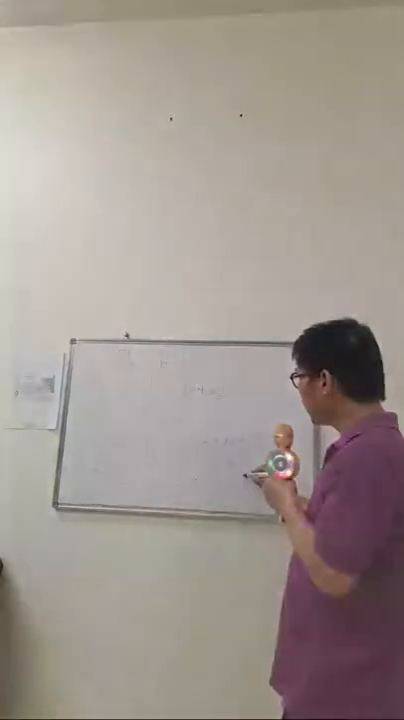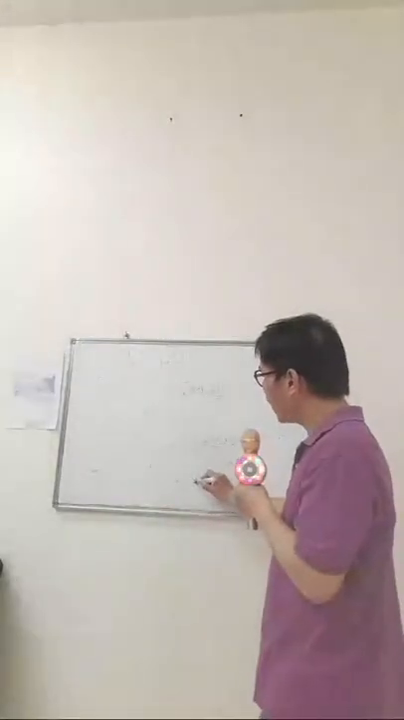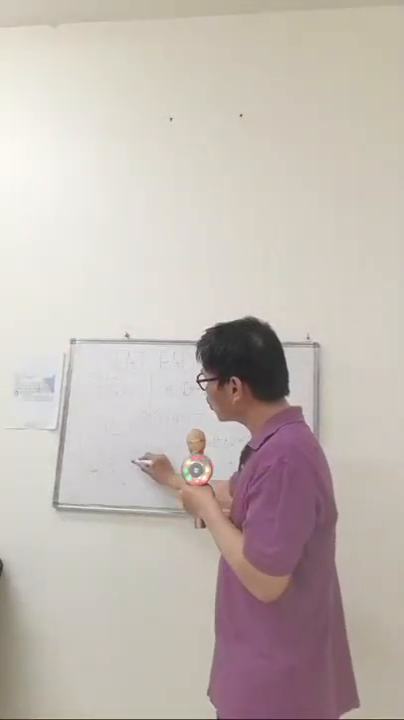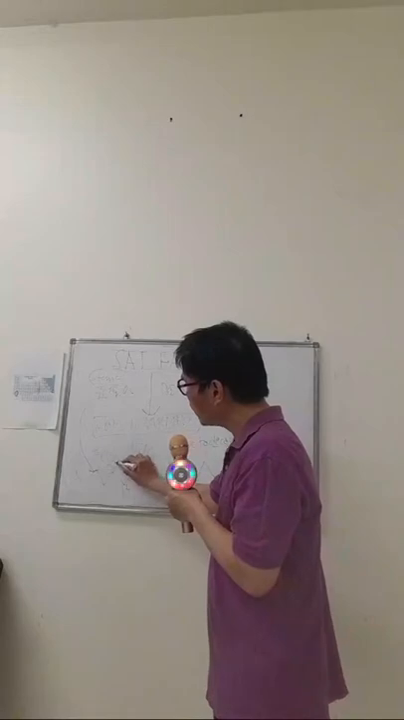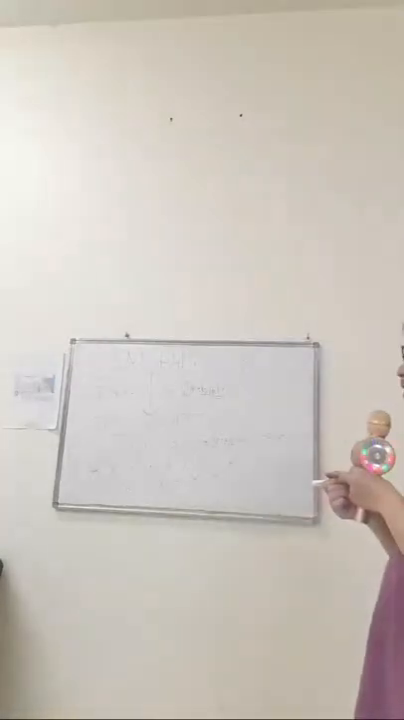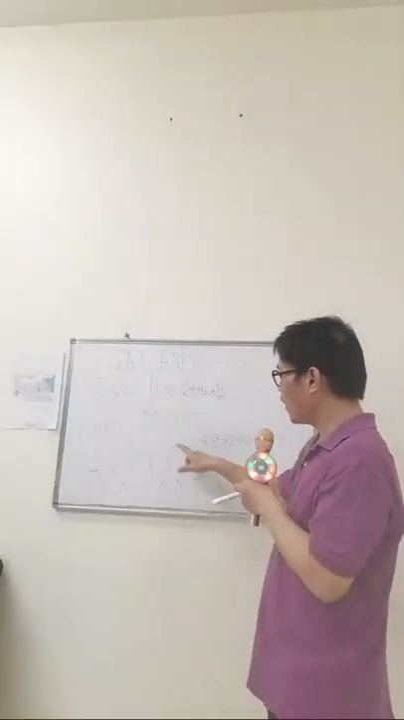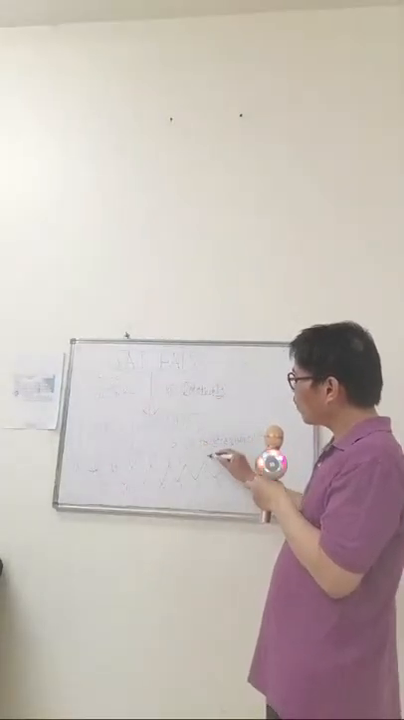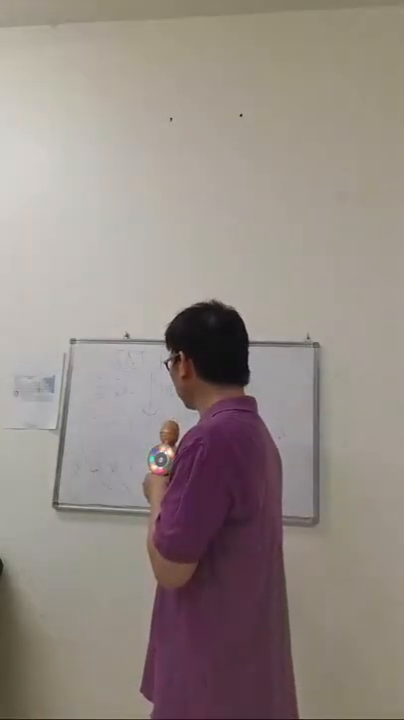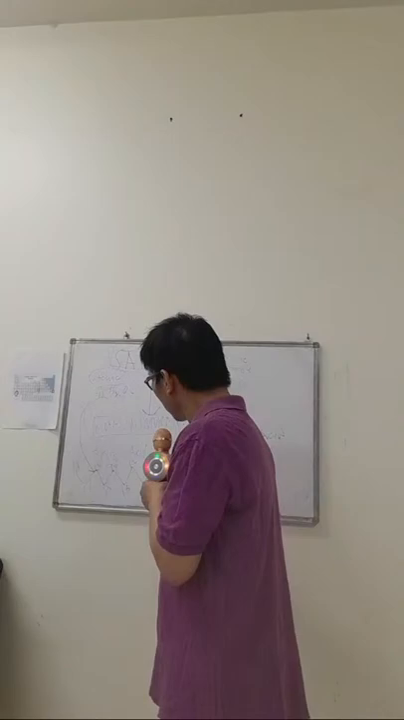Okay, so 1, 2, 3, 4, 5, 6, 7, 8, 9, 10, 11, 12, 13, 14, 15, 16, 17, 18, and I said 9-octadecanoic acid. So in this numbering, the double bond will be in number 9. Count 1, 2, 3, 4, 5, 6, 7, 8, 9. I will put the double bond here, number 9 or number 8. The double bond will be here.